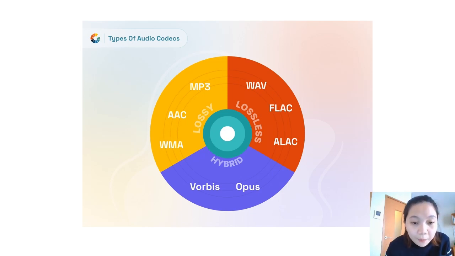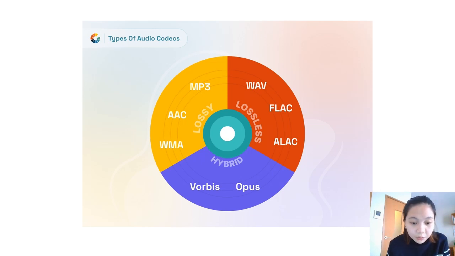Next is WMA, or, I think we're familiar also with this, Windows Media Audio, developed by Microsoft. WMA offers efficient compression with relatively good sound quality as well. It is used in Windows devices and streaming services. So if you have a Windows Microsoft laptop, it is usually already installed there.